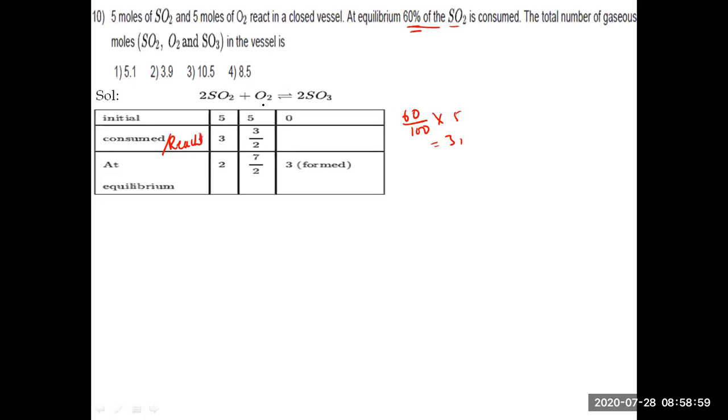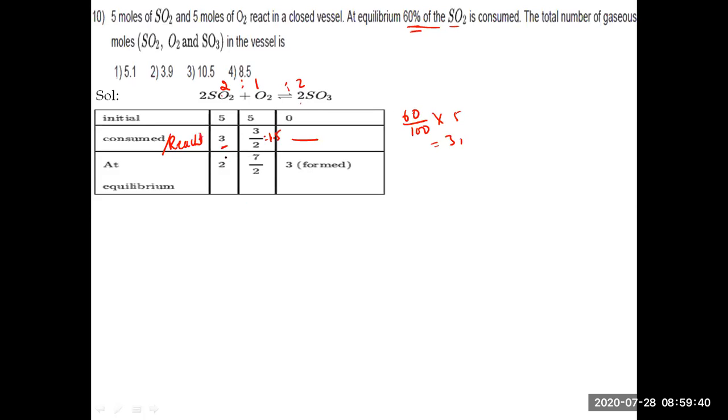Now O2 they have not given in the problem, but you can decide, because in the balanced equation, for every 2 moles of SO2, how many moles of O2 is consumed? Half of that, 1 mole. How many moles of SO3 are formed? Same as SO2. 2 moles of SO2 consumed means 2 moles of SO3 will be formed. That is the ratio. 3 moles of SO2 we just calculated, half of that will be 1.5 moles of O2 consumed. So this is a dash, because reacted is only for reactants. At equilibrium, some amount of SO3 also will be formed.